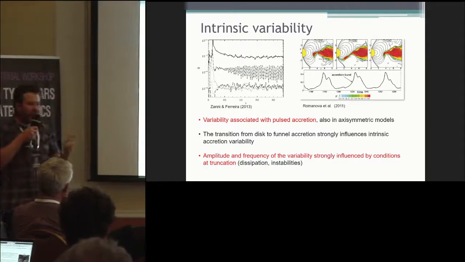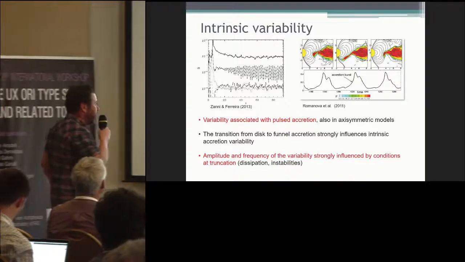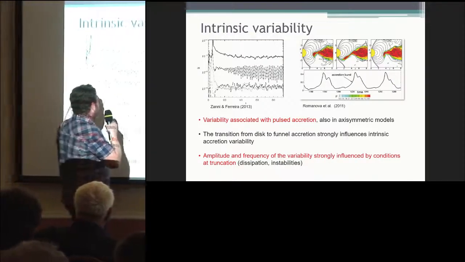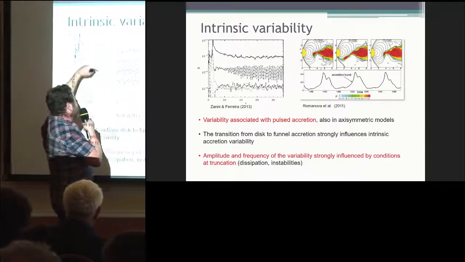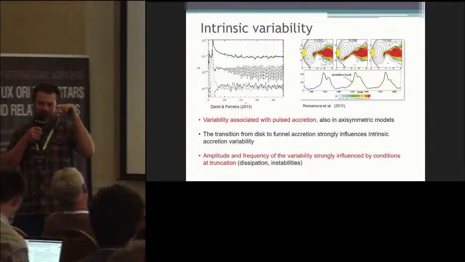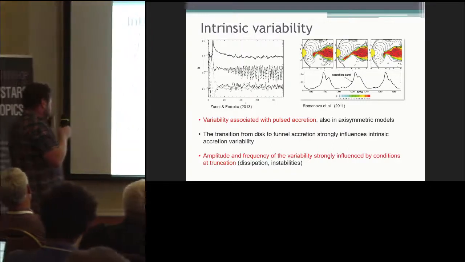That is a simulation that assumes some magnetic diffusivity in this transition region, and in this case you can produce quite rapid variations. This is in units of the orbital period of the star. So these are sub-day oscillations, not very large amplitude, less than 50%.